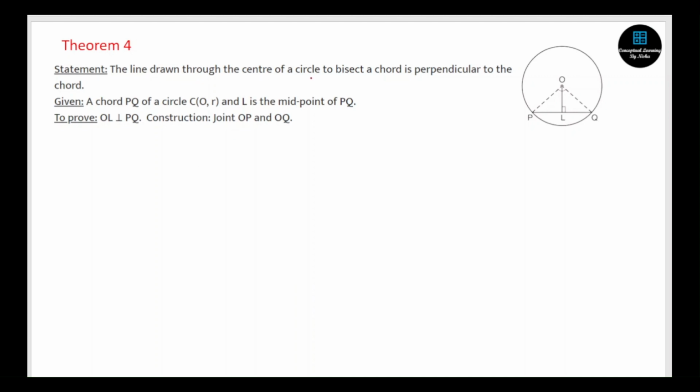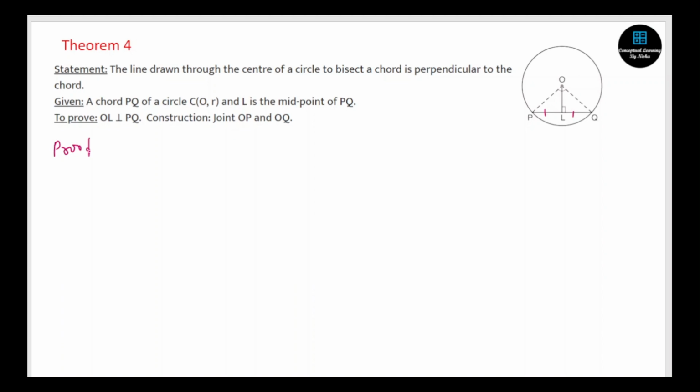Alright. Now, converse of it. The line drawn through the center of a circle that bisects a chord is perpendicular to the chord. The converse of theorem 3. Alright, so chord PQ is given. Now it is given that these are equal, means L is the midpoint, and we have to prove that OL is perpendicular to PQ. Same way as what we did, but the congruency criteria will change.